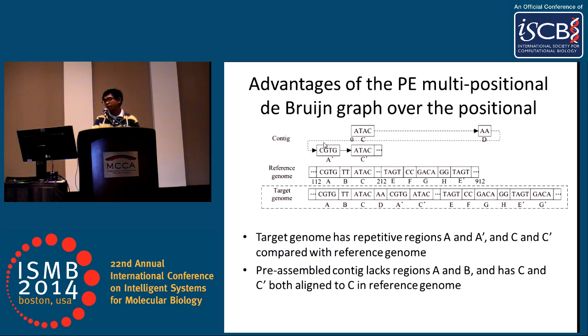And it has regions C and C prime both aligned to C. And compared with the reference genome, the target genome has 2 copies of A and 2 copies of C. And the reference genome has only 1 copy of A and 1 copy of C.